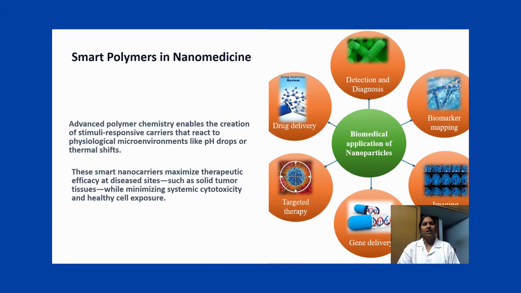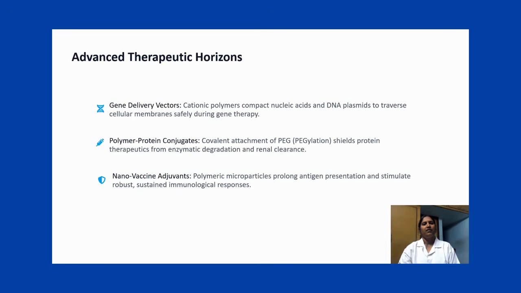Smart polymers in nanomedicine. Advanced polymer chemistry enables the creation of stimuli-responsive carriers that react to physiological microenvironments like pH drops or thermal shifts. These smart nanocarriers maximize therapeutic efficacy at diseased sites such as solid tumor tissues while minimizing systemic cytotoxicity and healthy cell exposure.